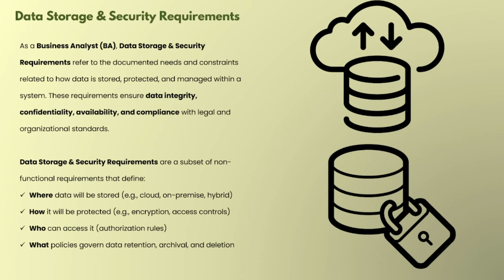Then how it will be protected, for example encryption or access control. Means we figure out how to lock the data so no unauthorized person can see it, like using a password or scrambling info with encryption. Something like that will happen while protecting the data. Then most important, who can access it. Means we will give some rules. This is called authorization rules. So we set some rules on who can get the data, certain people can view or change it, and certain people can't see it, something like that.